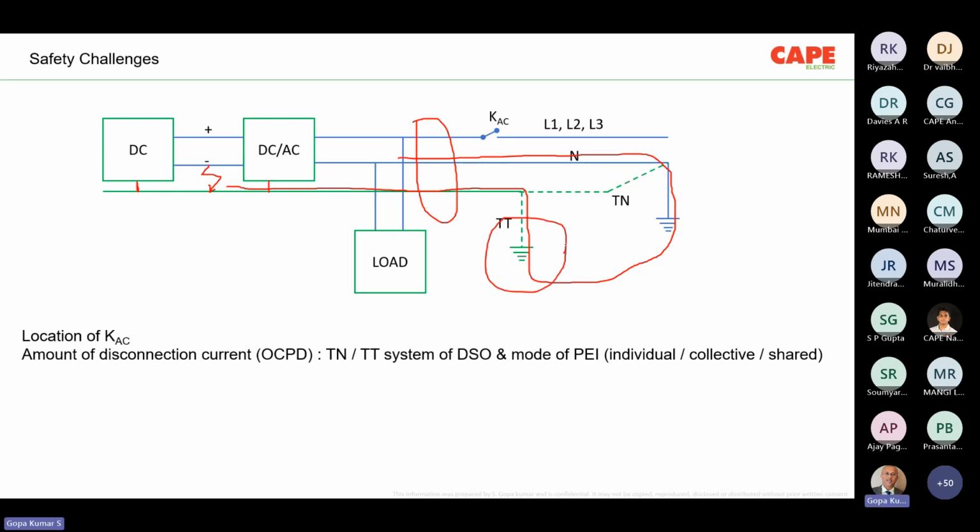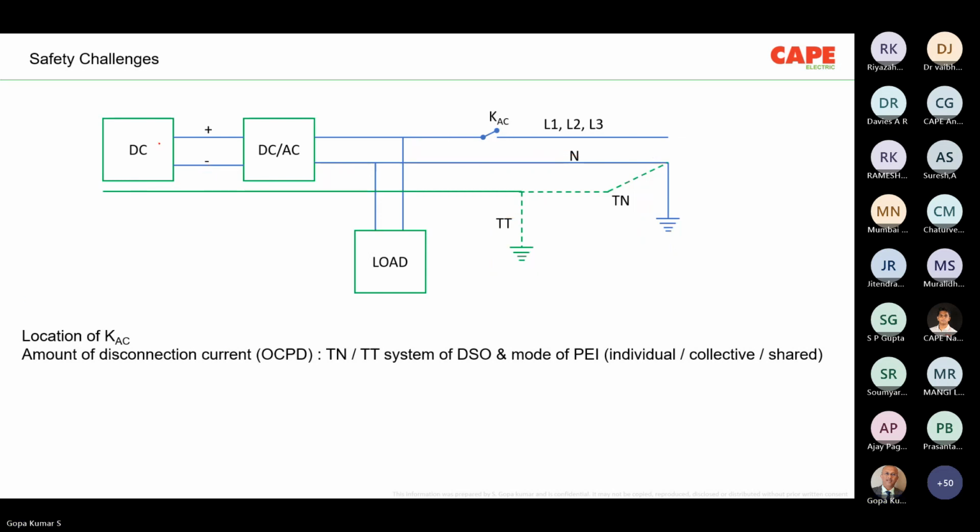Now, the TT system, the earth electrode, influences the amount of the fault current. In the other case, imagine the same fault. Here, there is a fault. The fault current is returning back, and we consider a TN system. The impedance of the system is quite less. The amount of current will be very high. So the system integrator as well as the DSO, the distribution company, should understand this problem and explain, or they have to be in mutual discussion with each other. Then only you can decide the amount of the current which the system should disconnect.